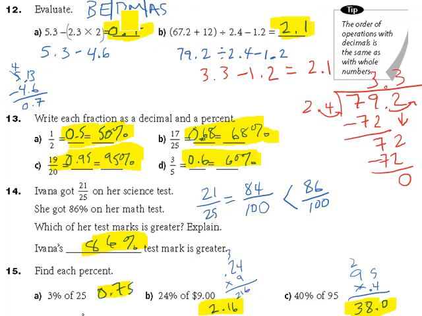The addition doesn't have to come before subtraction, division doesn't have to come before multiplication, you just work left to right. However, you do have to have division or multiplication done before any addition or subtraction. So that's what we do in this first one here.